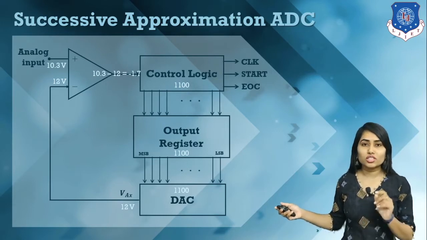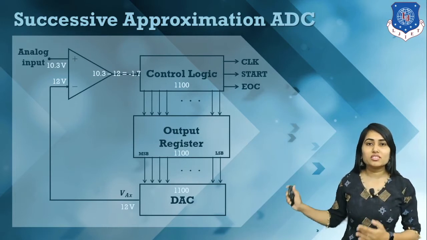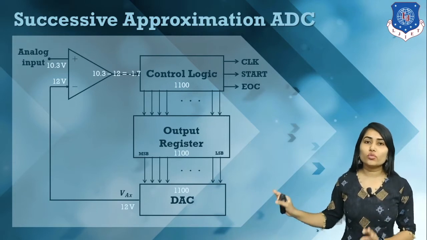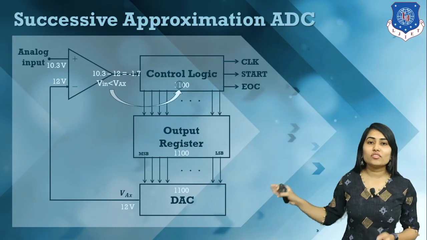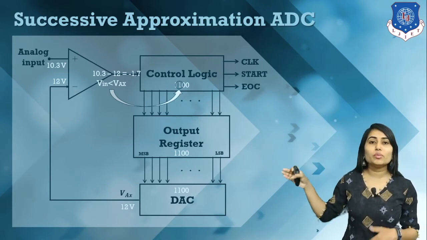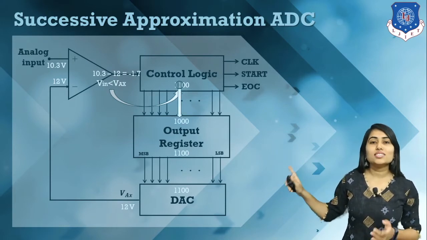Due to this next bit 1, we have binary patterns, and according to that our analog output is higher. So we have to reset this bit. Whenever V in is less than V approximation, this bit will be reset. So next we have the binary pattern 1 0 0 0.